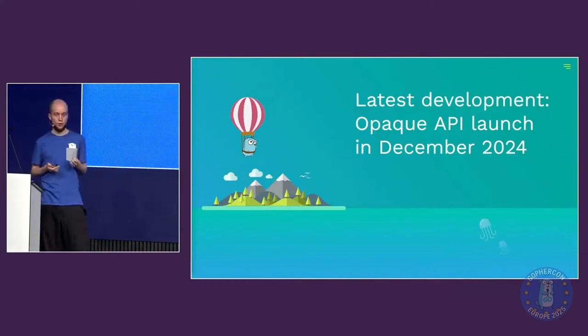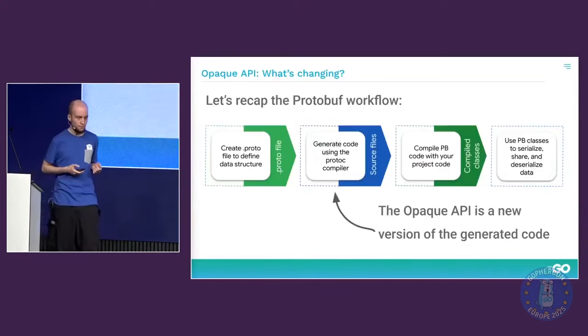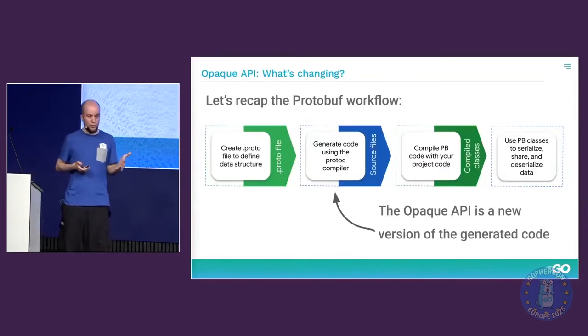All right, so with the general introduction out of the way, let's talk about the latest development, and that is the launch of the Opaque API, which happened in December 2024, so just half a year ago. Let's recap the Protobuf workflow.